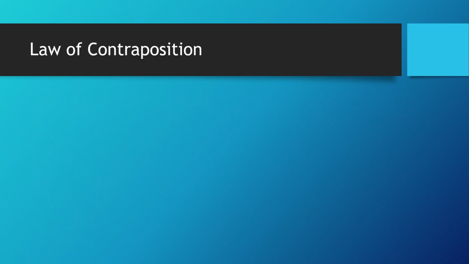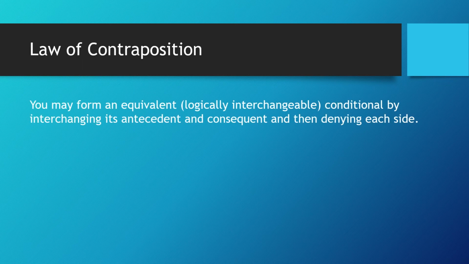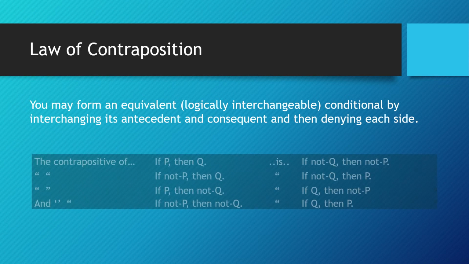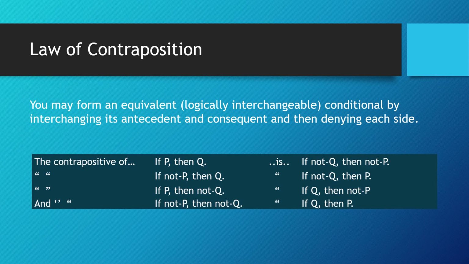This is also known as the law of contraposition, where you may form an equivalent logically interchangeable conditional by interchanging its antecedent and consequent, and then denying each side. Here are the four schematic instances of the law of contraposition. You may pause this video and observe their patterns.